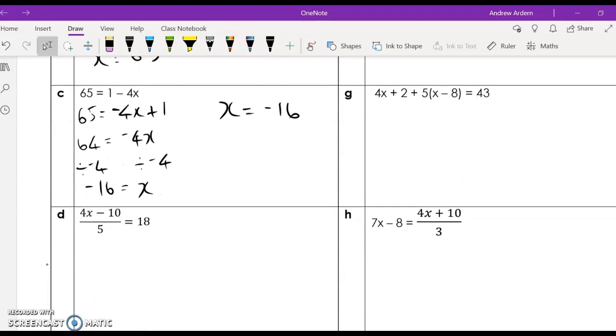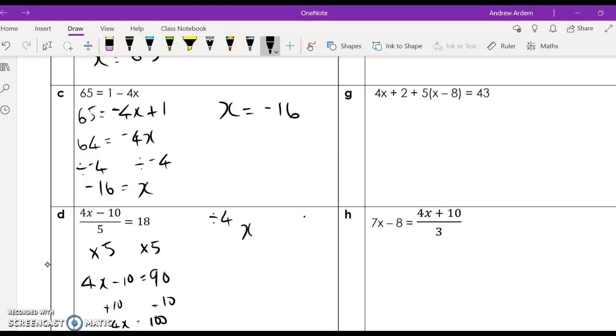Letter D. To undo the divide by 5, I multiply both sides by 5. So the left now reads 4x minus 10, and the right equals 90. Add 10 to both sides. 4x must equal 100. X must equal 25, because the next step would be to divide by 4, both sides.